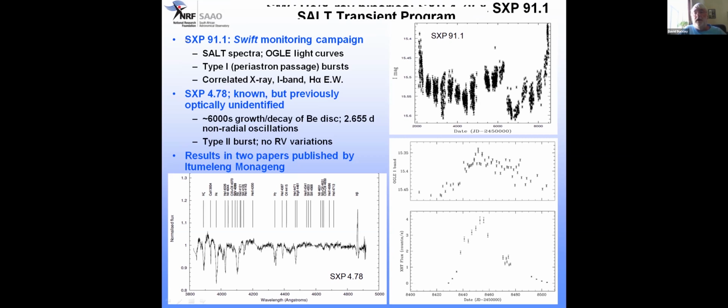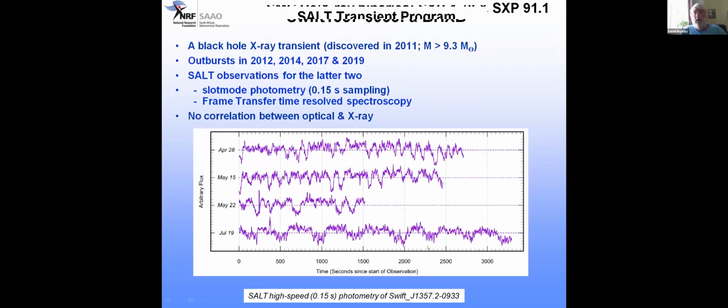The name is SXP, which means Small Magellanic Cloud X-ray pulsar, and the number is the spin period, 91 seconds for this one, 4.78 seconds for this. So a lot of the work that we've been doing is coordinating between X-ray observations, particularly with the Swift X-ray satellite, and getting regular synoptic observations in the optical with spectra from SALT shown here, and from the OGLE telescope, light curves shown here. This is an example of a low mass X-ray binary with a potential black hole accretor.